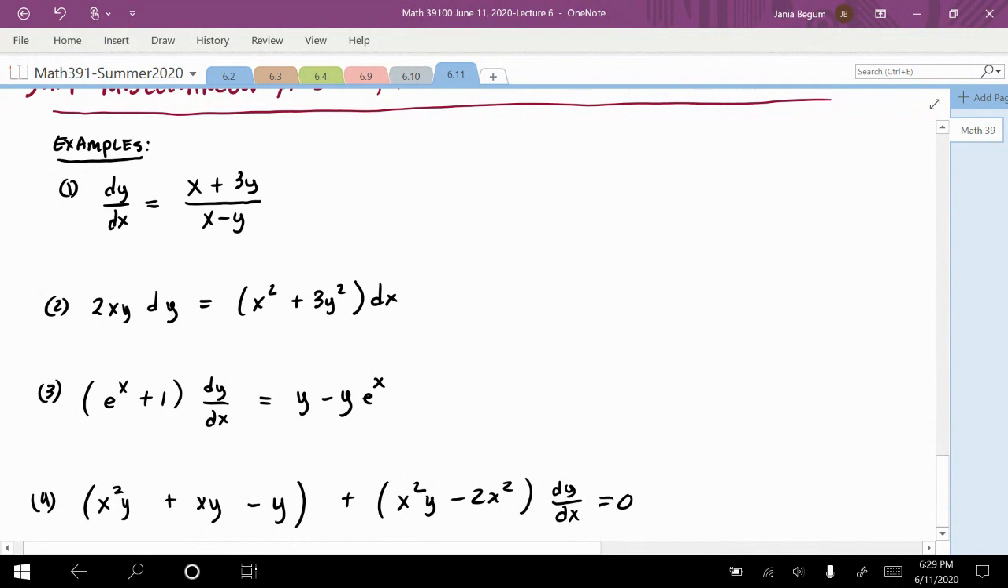So let's look at number 1. You stare at it and then you think about it. Is it separable? Is it linear? Is it homogeneous? Is it exact? So what do you guys think? Homogeneous. Right?